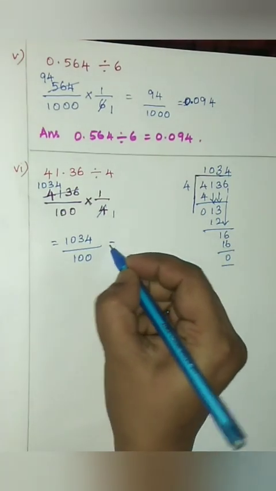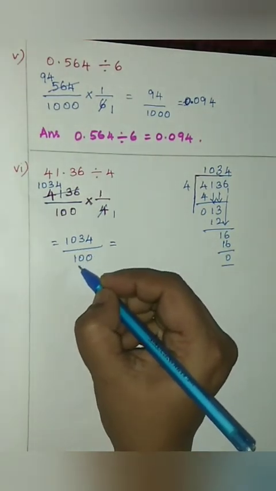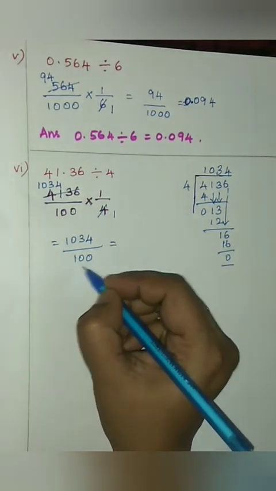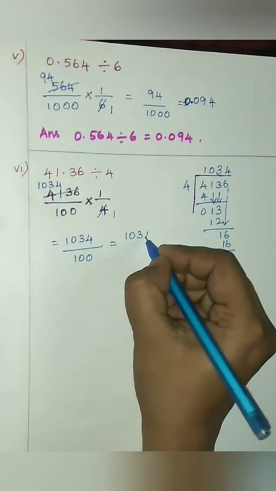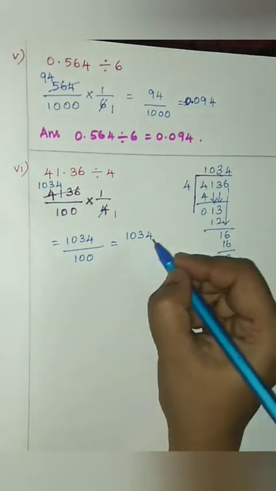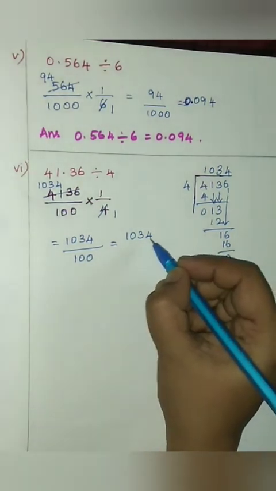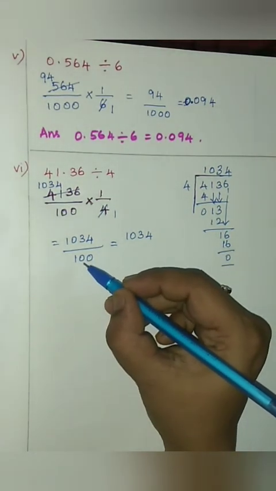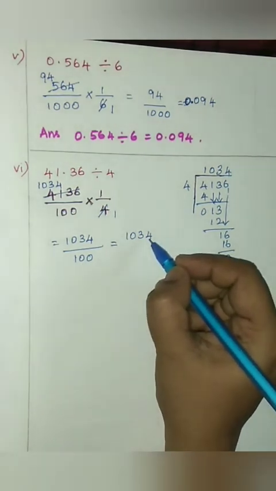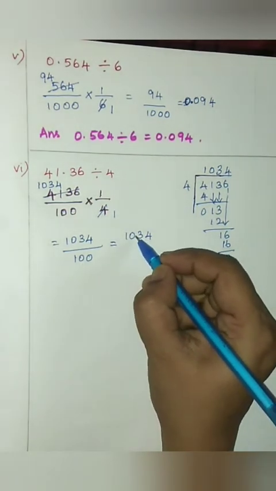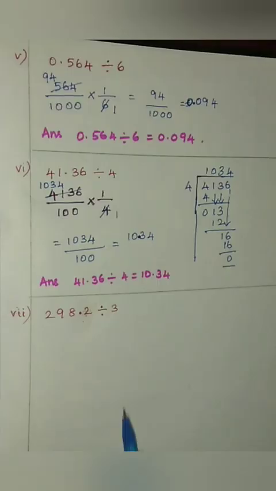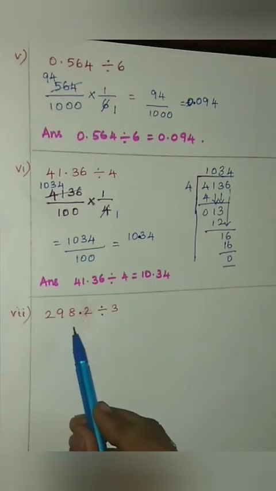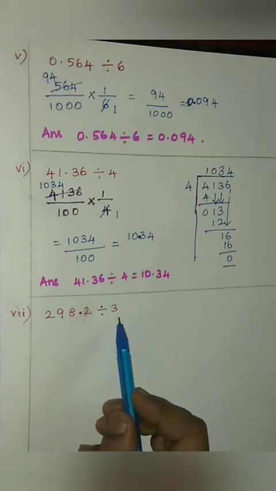Now represent this as a decimal number. Since you have 100 in the denominator place and 100 has 2 zeros, first you write the number in the numerator, then leave 2 digits from the right side and keep the decimal point. The answer is 10.34. Seventh subdivision, 298.2 divided by 3.